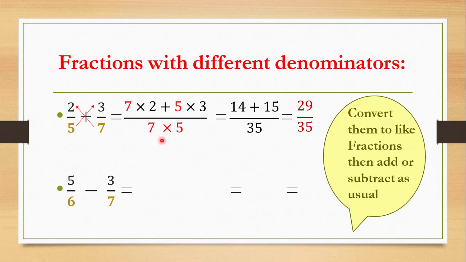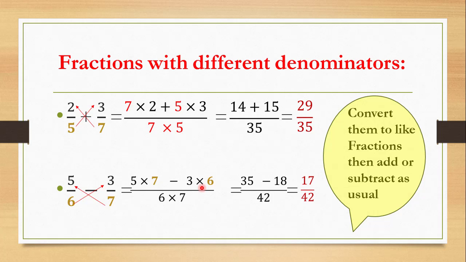Number 2, we have 5 over 6 and 3 over 7. The common multiple between 6 and 7 here, or the lowest common multiple, is 42. So, I'll multiply 6 times 7, which is 42. Then I'll multiply 7 by 5 and 6 by 3. So, 5 times 7, which is 35, minus 18 over 42. The result will be 17 over 42. And also, this is the simplest form.